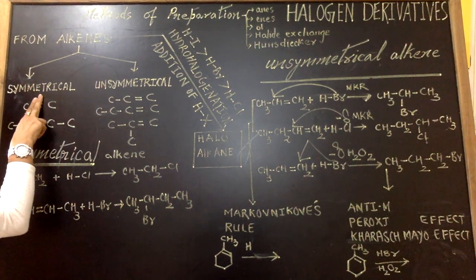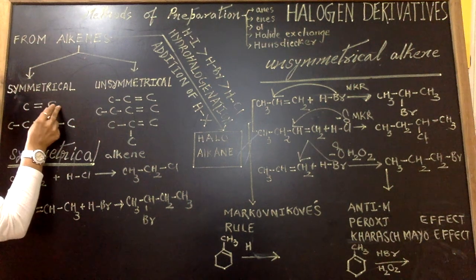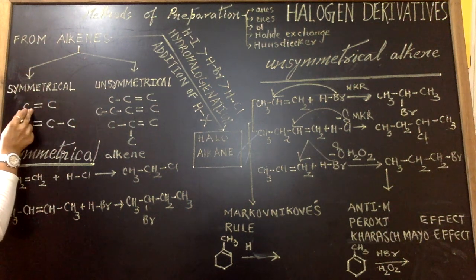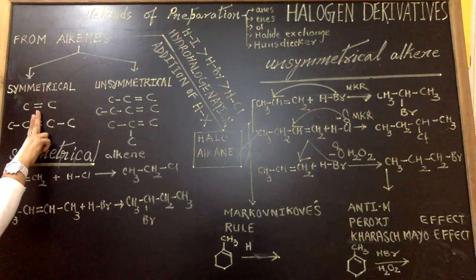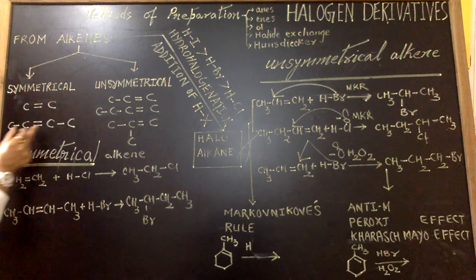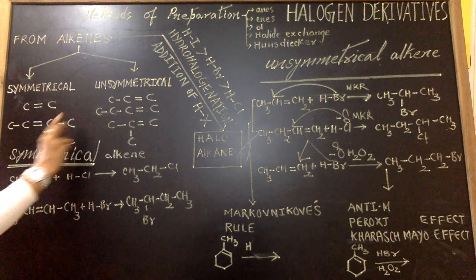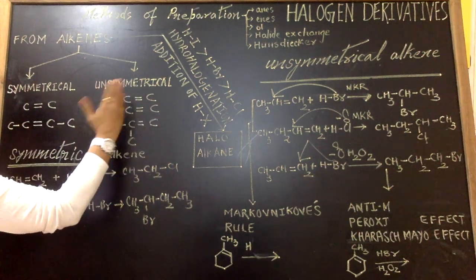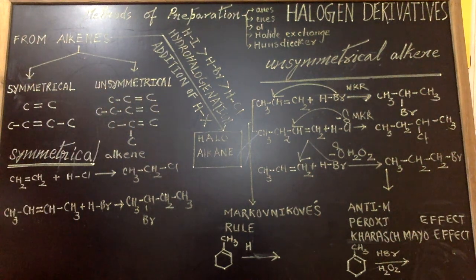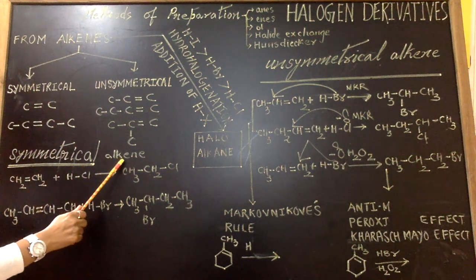When you look across the double bond, you find same number of carbon and hydrogen across the double bond, then it is a symmetrical alkene. Look across the double bond, we see number of carbon and hydrogen are same, so it is a symmetrical alkene. Look across the double bond, the number of carbon and hydrogen are not same, it is an unsymmetrical alkene. So now we proceed further and we look at the addition of halogen acid across a symmetrical alkene.